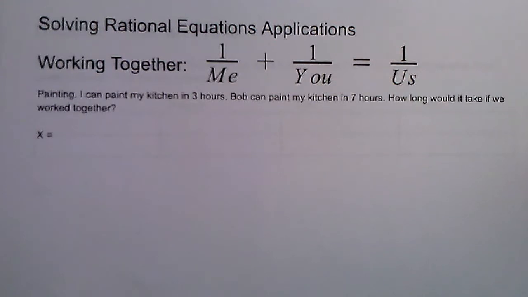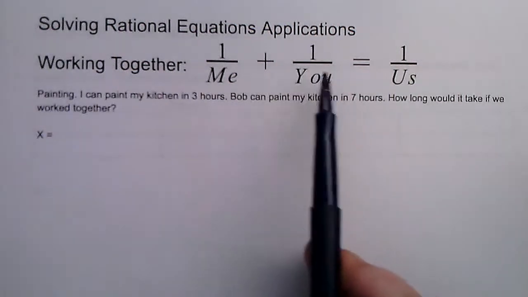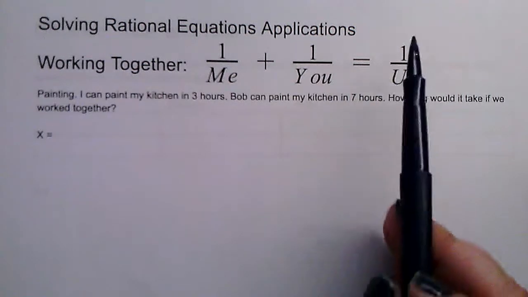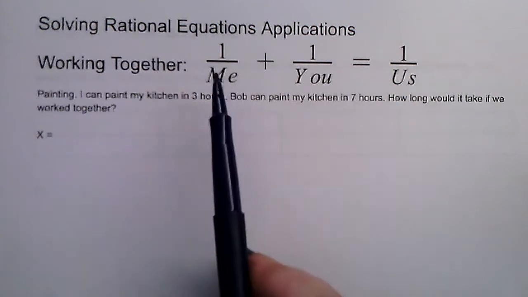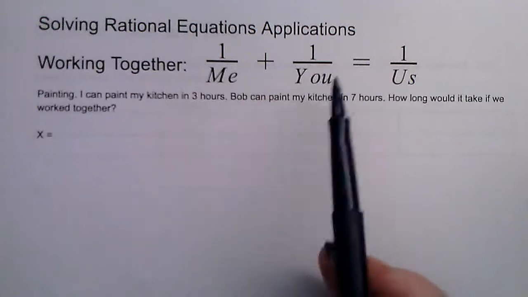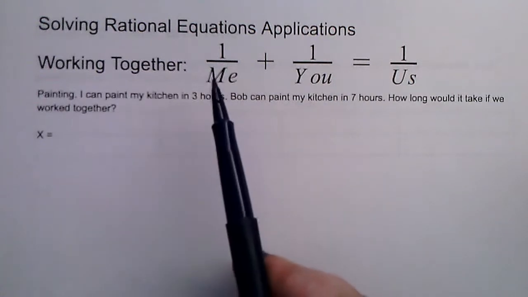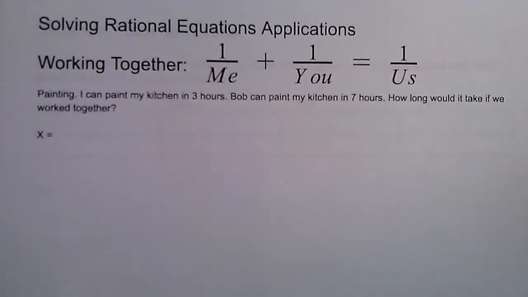So the formula is always 1 divided by how long it took me, plus 1 divided by how long it took you, equals 1 divided by how long it would take us if we worked together. Sometimes there's not a me or a you, so this is just person 1 and person 2. The first fraction is person 1, the second is person 2, and then together after the equal sign.